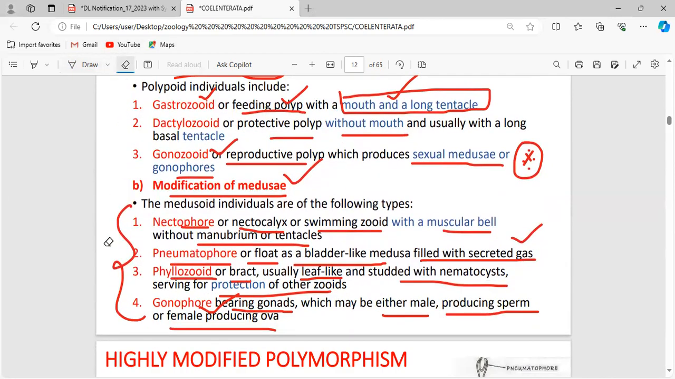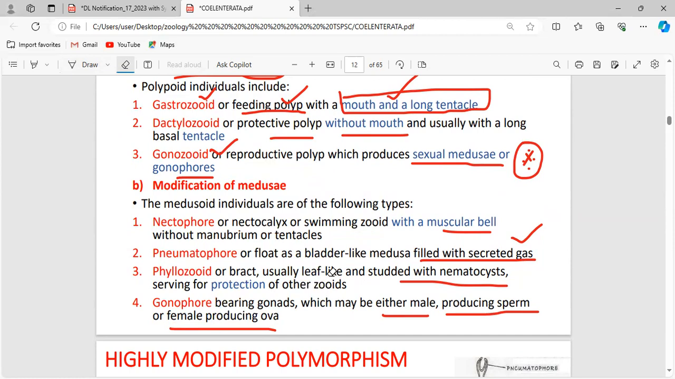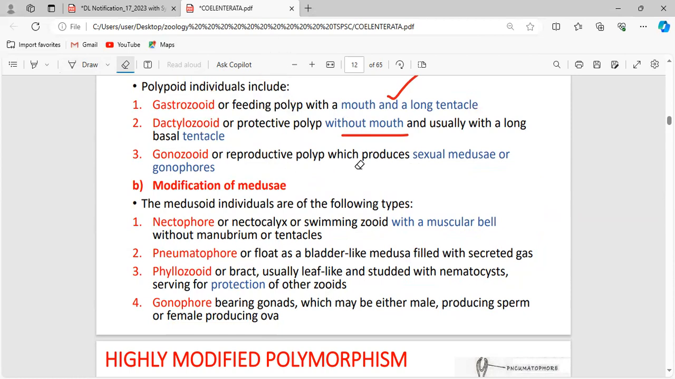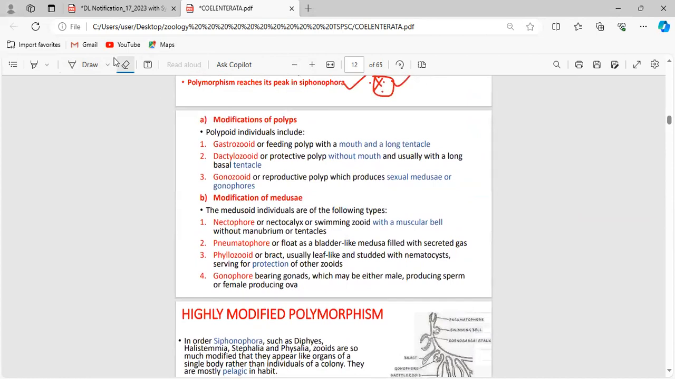The question can be asked: what are all the modifications of polyp and what are all the modifications of medusa? Another question is, which zooid is responsible for which function? For example, let me explain how to read this slide. In case of polyp, what are the modifications? Gastrozoid, dactylozoid, and gonozoid. Gastrozoid is responsible for the digestion function, dactylozoid for the protection function, gonozoid for the reproduction function.